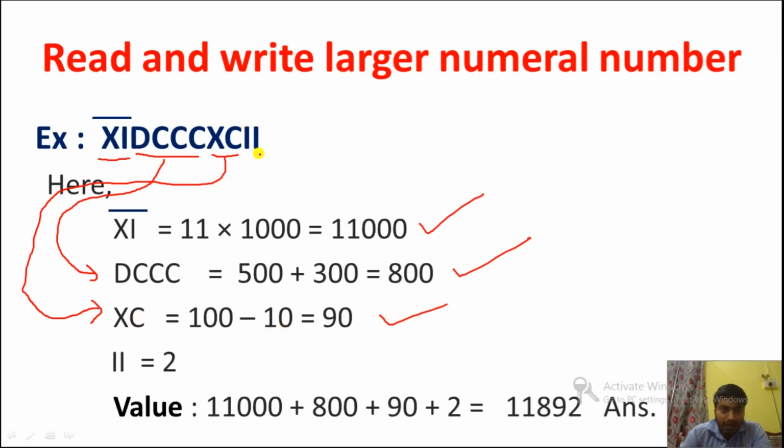Finally we have I. Now you take this I. So value of I is 1, and this is repeating 2 times. So 1 into 2, 2. Finally we have to add this: 11,000 plus 800 plus 90 plus 2. When we add, we'll get 11,892.